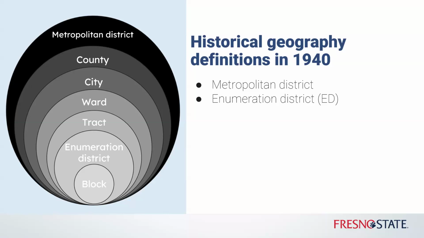The largest area that we are interested in is the Metropolitan District. And then the smallest area for this project is the Enumeration District. We don't go down to blocks because not every metropolitan area had blocks in 1940. And so the Enumeration District in 1940 is the most consistent neighborhood level geography that you can count on in that decade.